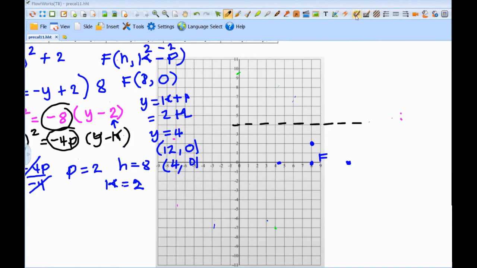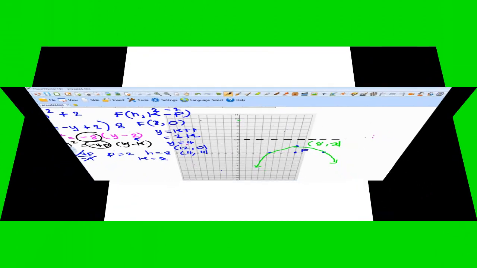Now we will graph this one. This is our parabola. The focus and the vertex. The vertex is at 8, 2. Did you get this point?